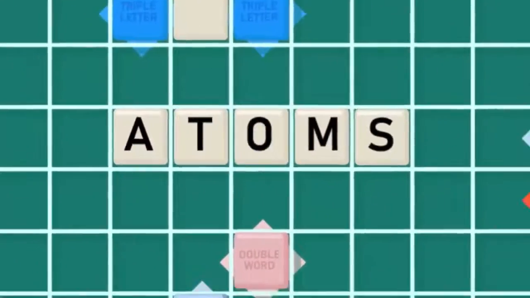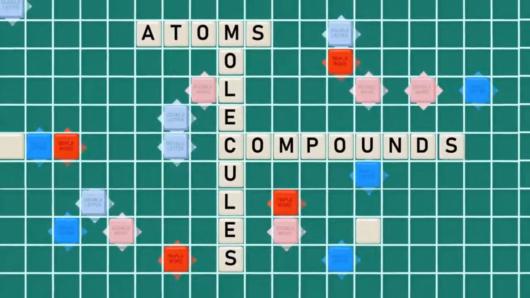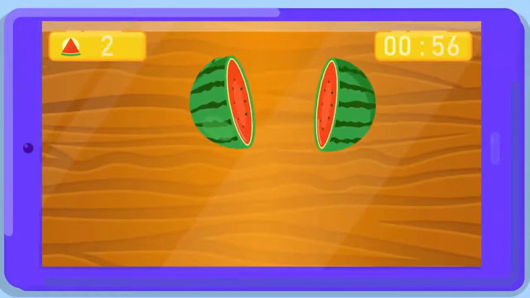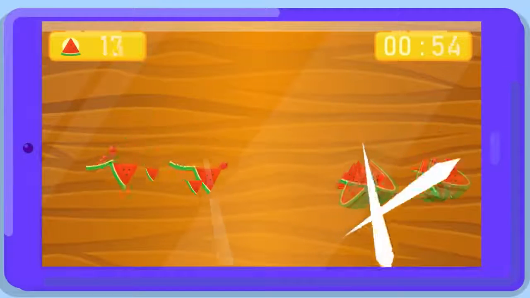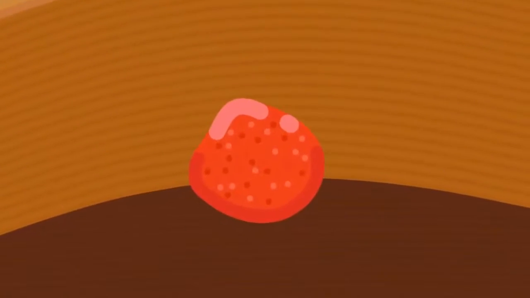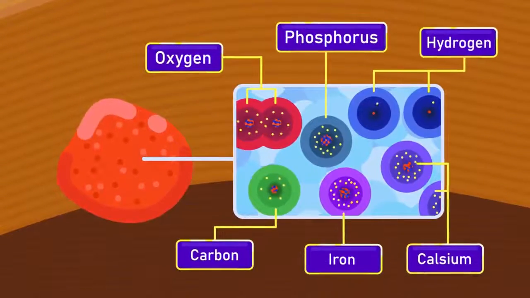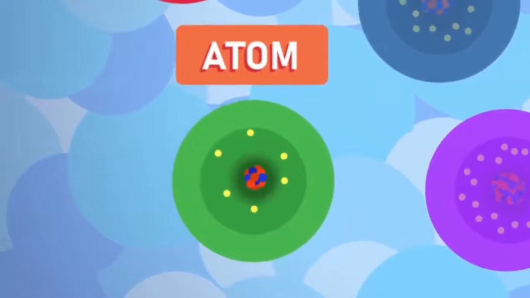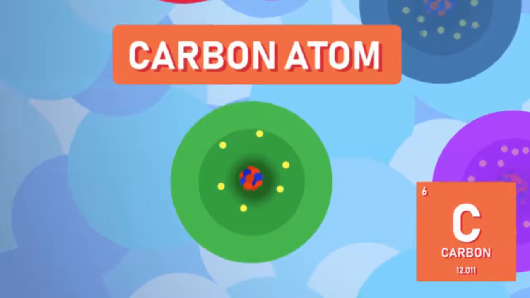What are atoms, molecules, and compounds? If you shred a big watermelon with a very sharp samurai sword, dividing it in half, into smaller and smaller pieces until it can't be broken down anymore, these smallest parts are called elements. The fundamental unit of an element is the atom. Each element contains only one type of atom.